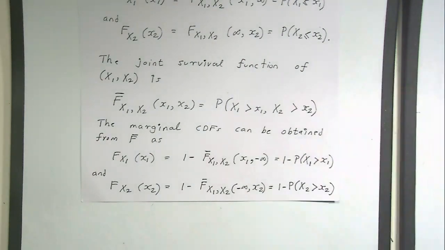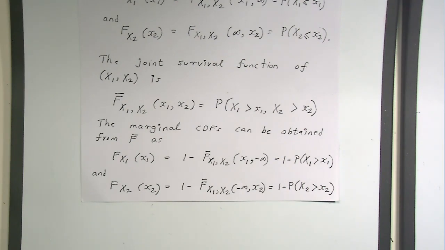Right, so what I have written here, guys, the marginal CDFs can also be obtained from F bar using these formulas. The marginal CDF of x1 is 1 minus this guy here. If you put minus infinity for x2, this probability is the same as this. Do you understand or not?